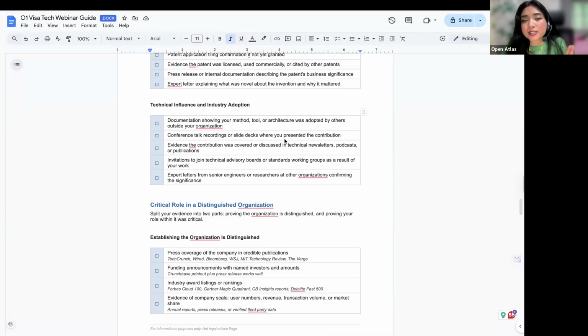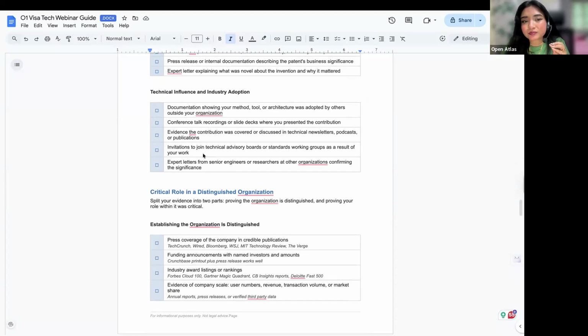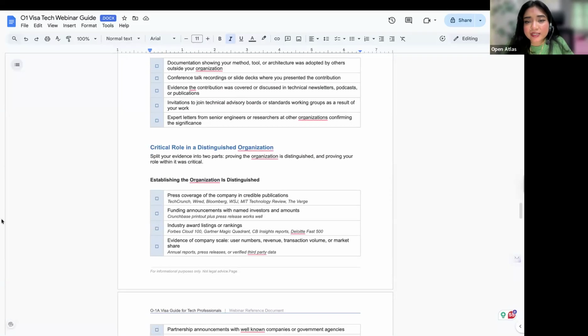Conference talk recordings or slide decks where you presented the contribution. Evidence the contribution was covered or discussed in technical newsletters, podcasts, or publications. Invitations to join technical advisory boards or standards working groups as a result of your work. So an invitation here can be an email invitation, or a physical invitation as well. Expert letter from a senior engineer or researcher at another organization confirming the significance.